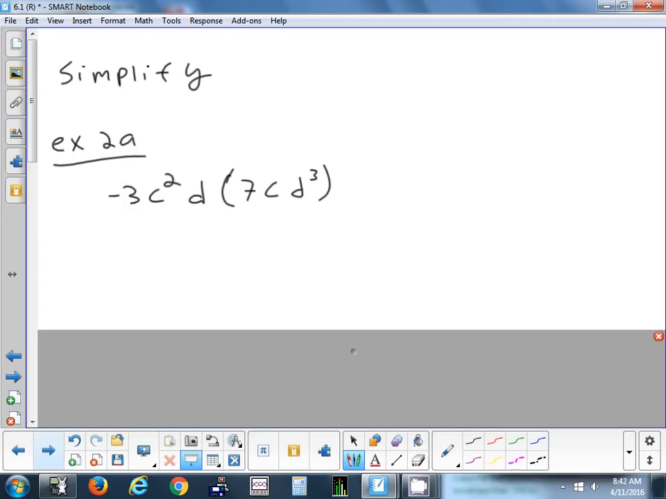You don't have this on your sheet. Let's just do it. Let's do this one together so you can see it, and then you can write it down. This one's not on your sheet; there's not a space for it.